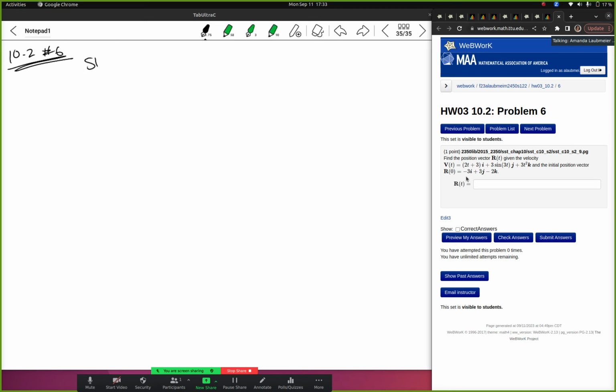And so our strategy here is going to be to remember that position should be the integral of velocity. Like we learned that acceleration is the derivative of velocity, velocity is the derivative of position. It goes in reverse. If we want to find position and we're given velocity, we just have to integrate it.